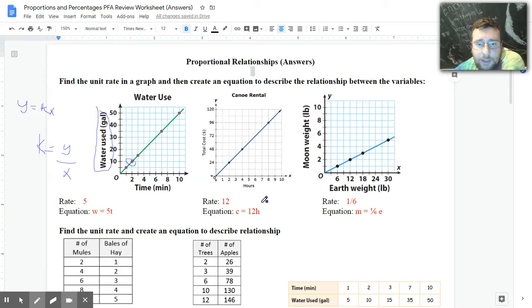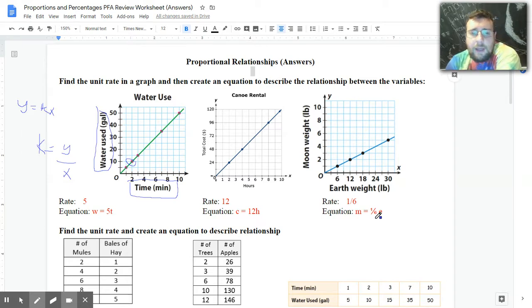And we already had figured out the k in each one of them. So you see, the next thing is just copying down the rate. And last, you list your x variable, which is the one that's going to be on the horizontal axis. So you see how I put time on this one, hours on this one, because hours is here, and earth weight on this one. So it's pretty straightforward to create the equations once you have the variables and the rates.